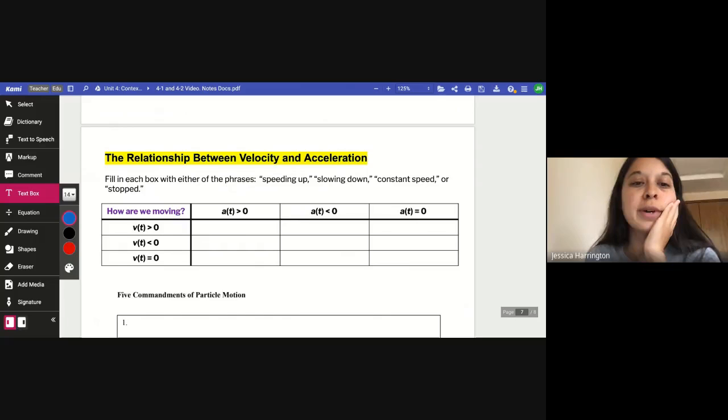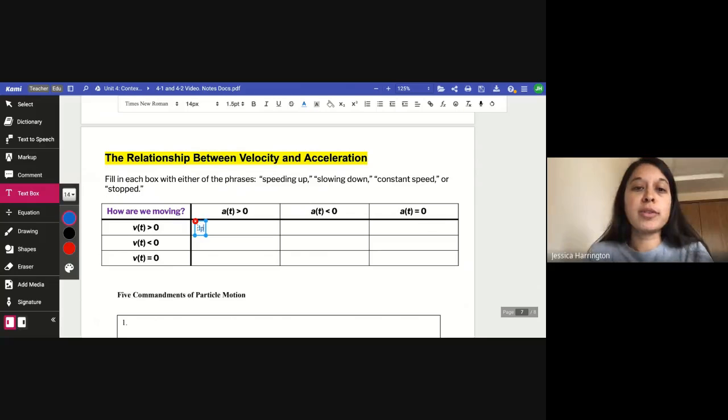Okay, so for the first one, let's go across. If the velocity is greater than 0 and the acceleration is also greater than 0, we know this particle is speeding up. It's going faster, because they're both increasing. What if the velocity is positive, but the acceleration is less than 0, negative? We know that thing is slowing down.